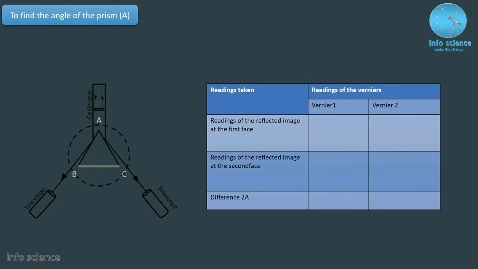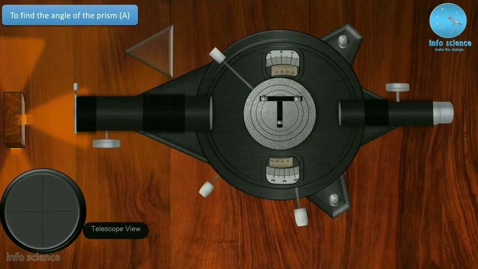For the reflected image at the first surface, vernier 1 and vernier 2 readings should be taken, and on the second surface, that is the AC side, readings of the reflected image at the second face. For that also we have to take the vernier 1 and vernier 2 readings. For calculating the angle of the prism we take the difference, which is equal to 2A, and from that we can find the angle of the prism. Now we are starting the experiment for the first procedure.